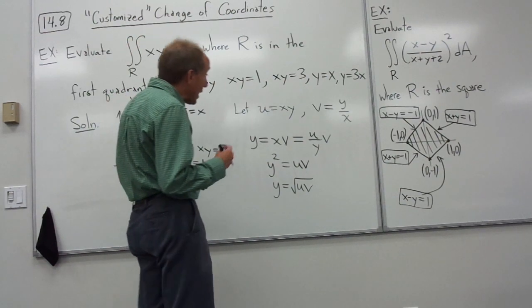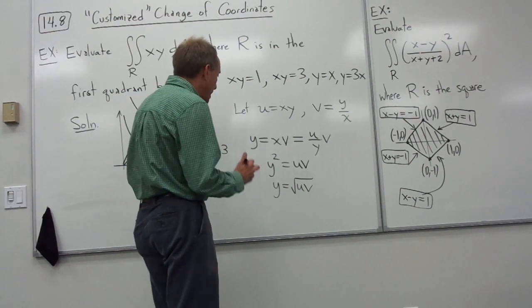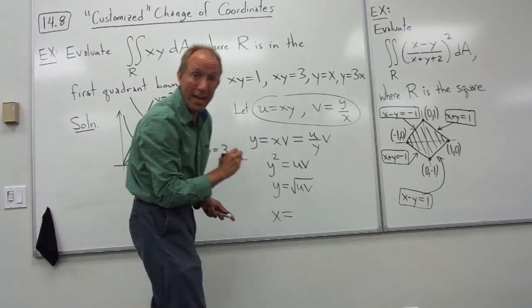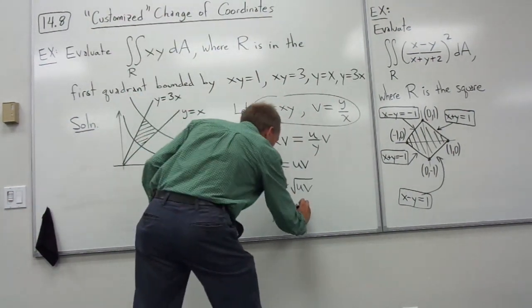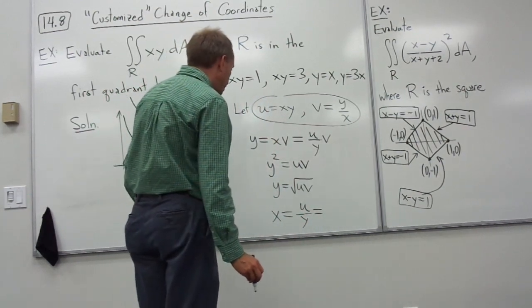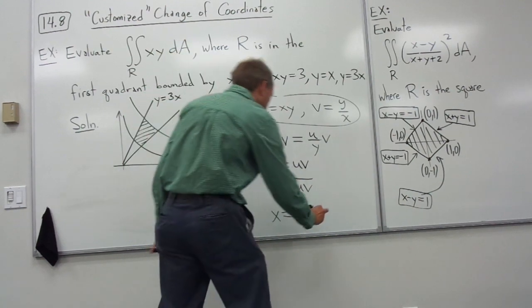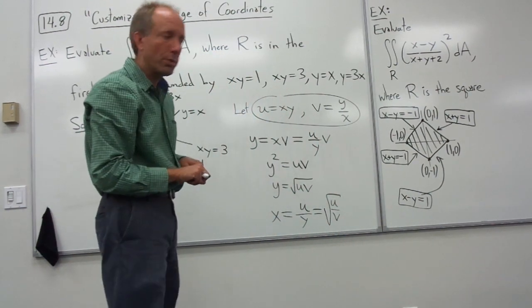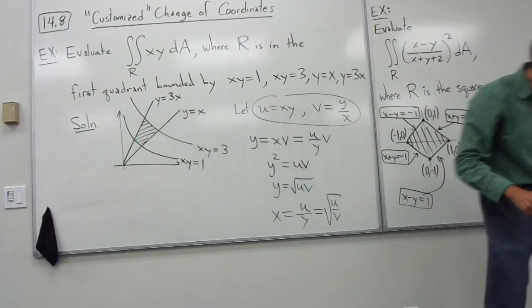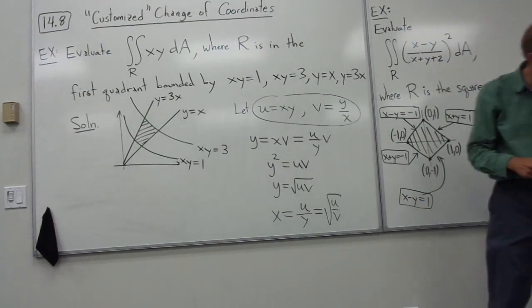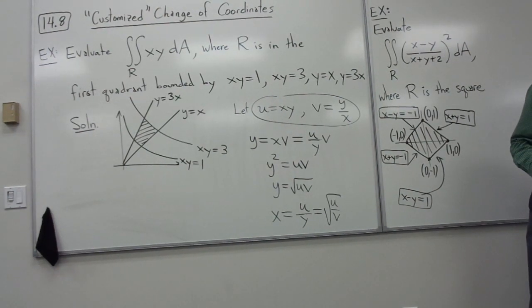And then if I want to know what x is equal to, well, we can use either of these equations to solve for x, right? So x would be u divided by y, for example. U divided by y would be, what would that be? Looks like it would just be the square root of u over v. Okay, so something like that. So this would be the coordinates that we could establish, right? Something along those lines. Okay.